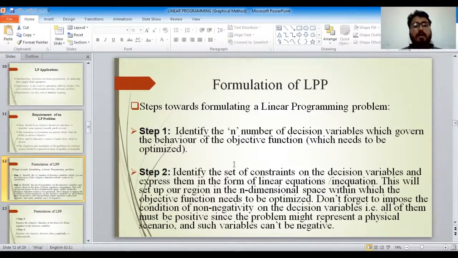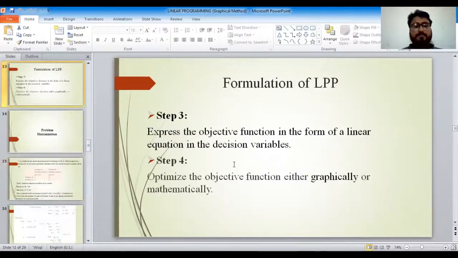This will set up the region in the dimensional space within which the objective function needs to be optimized. Don't forget to impose the condition of non-negativity on the decision variables. All of them must be positive since the problem must represent a physical scenario and such variables cannot be negative. Step 3, express the objective function in the form of a linear equation in the decision variables. Step 4 and last one, optimize the objective function either graphically or mathematically.